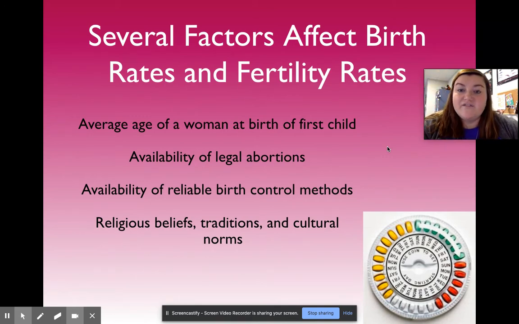Other things that are affecting this include the average age of a woman at the birth of her first child, the availability of legal abortions, the availability of reliable birth control methods, and also religious beliefs, traditions, and cultural norms. All of these things play pretty large roles in the birth rates in various countries and various parts of the world.